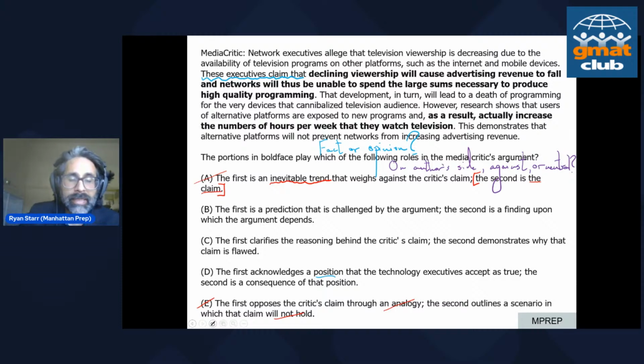Good elimination. D: "First acknowledges a position that the technology executives accept as true." Hard to argue with that. This is the network executives' claim, though, these are network executives and not technology executives. That might be a thing that we worry about. You're on the bubble, technology executives. "The second, however, is a consequence of that position." No. The second is absolutely not a consequence of that position because of the "however." The second is something that fundamentally goes against that position. And so now we're down to B and C, which both seem to have takers, but B seems a bit more popular.